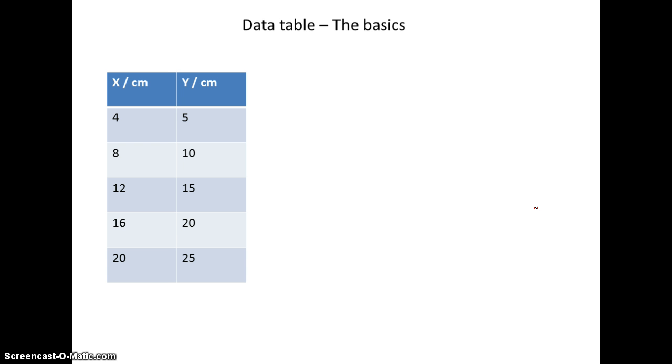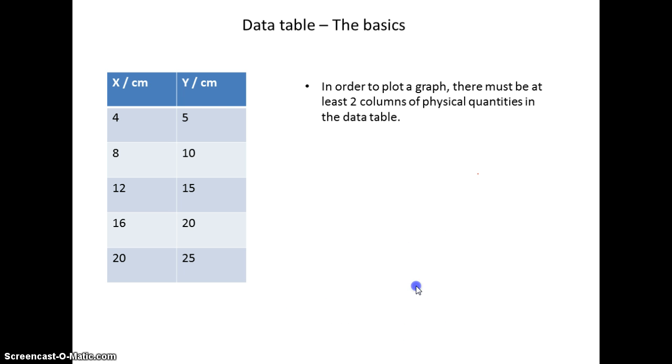Data table, the basics. Now in order to plot a graph, there must be at least two columns of physical quantities in the data table. Because there are two axes in the graphs, you must have at least two columns. So in this data table that is given to you, you see that the two columns of physical quantities are the x slash cm column and the y slash cm column.